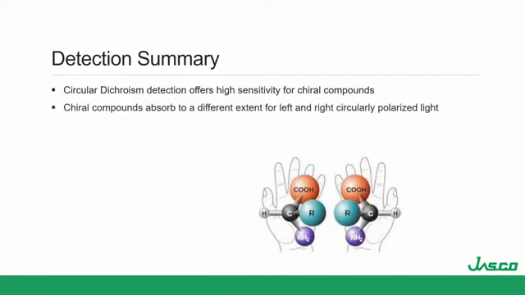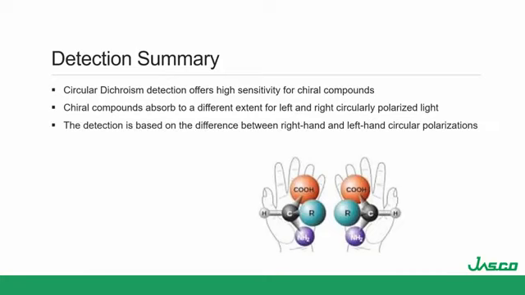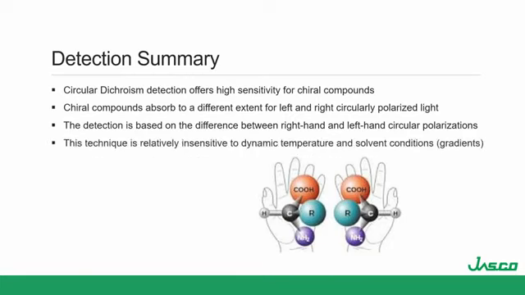So chiral compounds absorb to a different extent for left and right circularly polarized light, and the detection is based on the difference between the left and right hand circular polarizations. This technique is insensitive to changing temperature and solvent conditions, which is another way of saying you can run gradients with this detector. And Jasco is the only one to offer circular dichroism in chromatography.